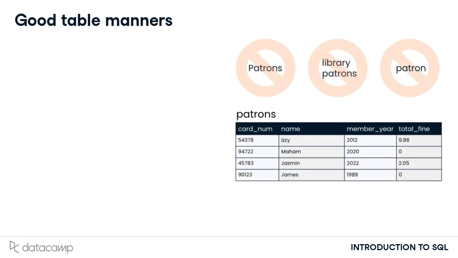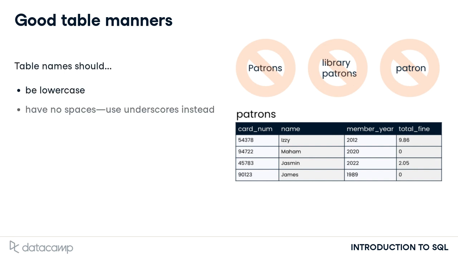Let's talk a little bit more about table naming. Table names should be lowercase and should not include spaces. We use underscores in place of spaces. And ideally, a table name would refer to a collective group, like inventory, but it's also okay for the table to have a plural name, such as products.